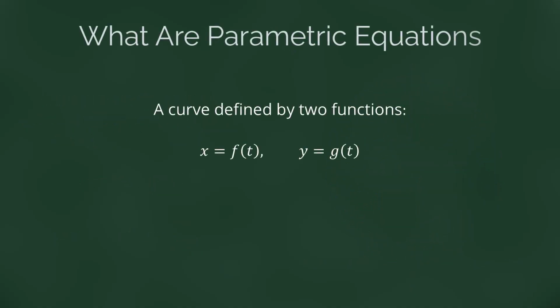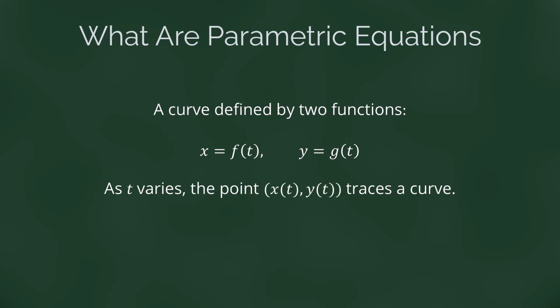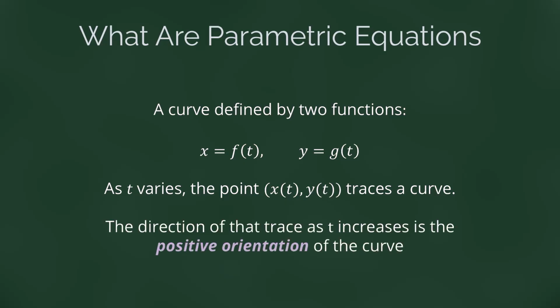We are using parametric equations when we define a curve by two functions, x equals f of t and y equals g of t. I'll note here it doesn't have to be t, but t is the most common parameter you'll see. And then as t varies, the point (x of t, y of t) traces a curve. Parametric equations have direction. The direction of the trace we see as t increases is called the positive orientation of the curve.